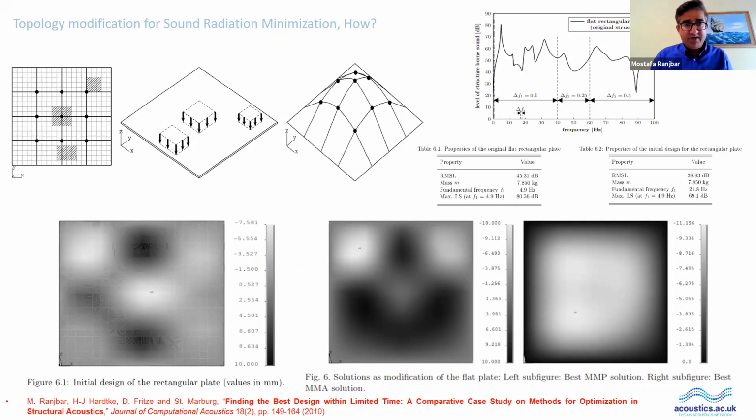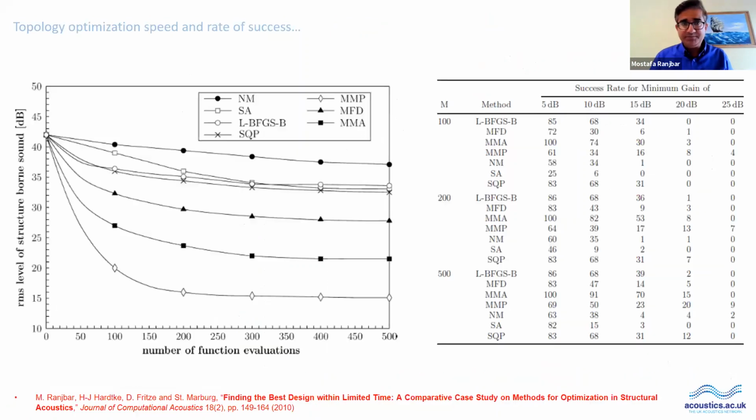This is the result of the paper from 2010. Here you can see the topology optimization speed rate: we had the best improvement at the initial calculation. By increasing the number of calculations, you couldn't reach more.